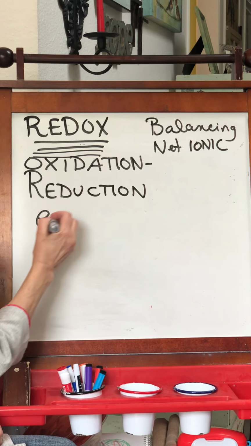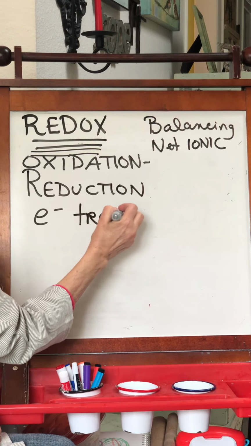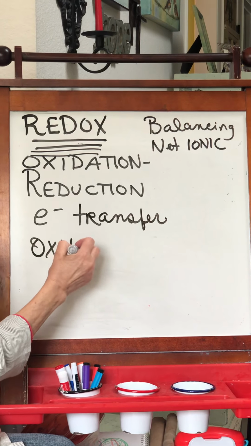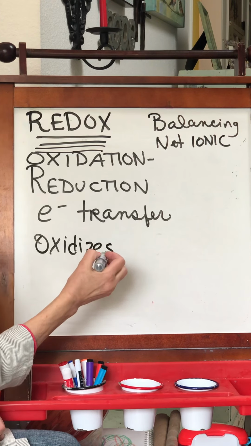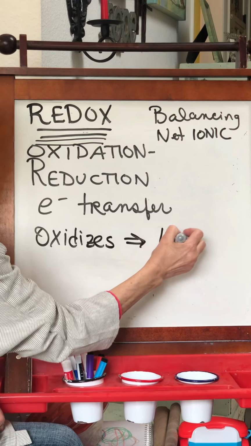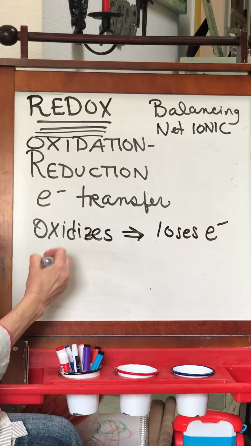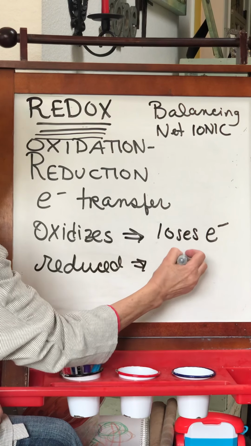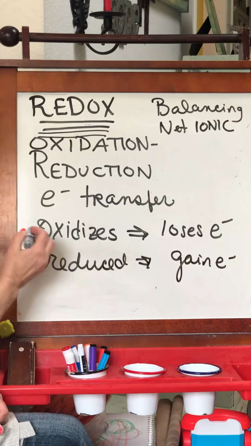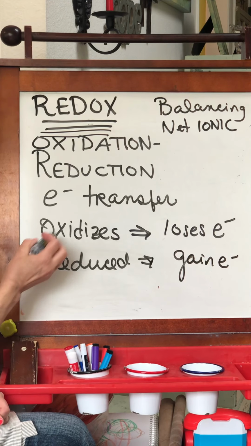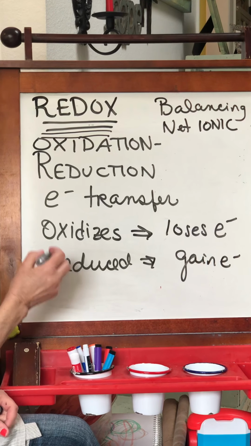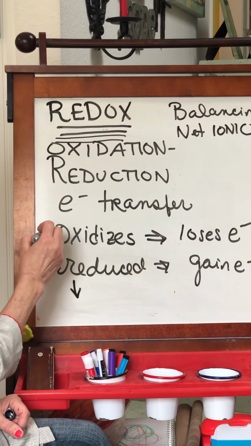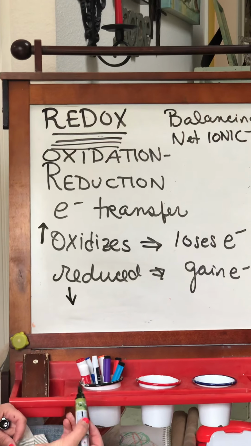And all this means is there's an electron transfer going on. So if something oxidizes, it loses electrons. If something gets reduced, it gains electrons. So the oxidized becomes more electropositive, the reduced becomes more electronegative. So this number will go down on the element and this oxidation number would go up.